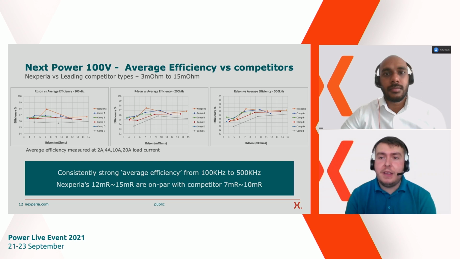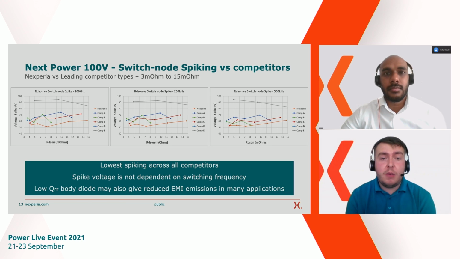But the key benefit of the Nexperia Power 100 and 80 volt products is switch node spiking. This is what we did some testing on, and we're going to show you what the benefits are, and this is because of the low QRR. So let's dive into the spiking. For spiking, we have the best on the market, and this is purely down to us fine-tuning the products for the right application, lowering QRR, balancing with COSS. What we can see from 100 to 500 kilohertz across the range is that we have got the best in class.